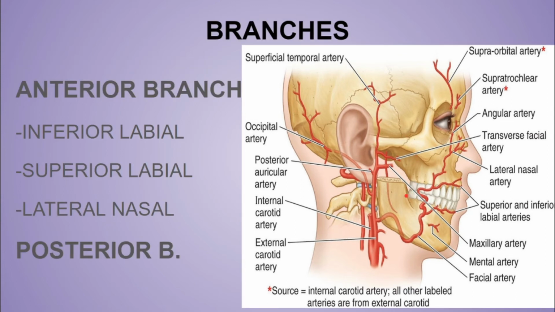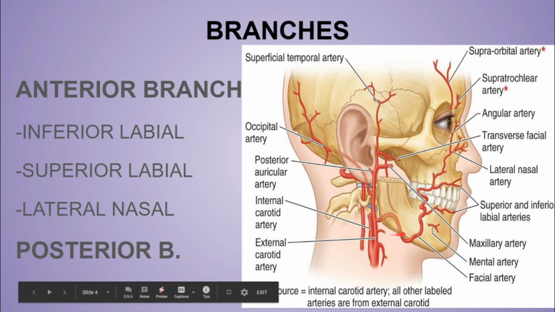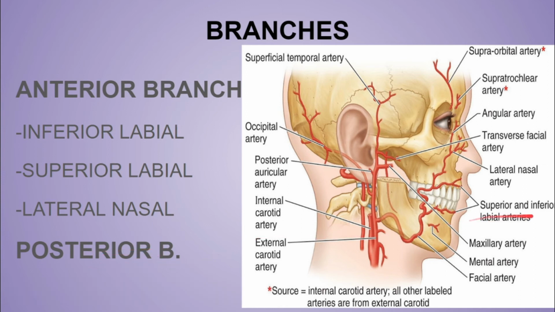Now the branches of the facial artery: the anterior branch and the posterior branch. The anterior branches on the face are large and named, while the posterior branches are small and unnamed. Anterior branches are, as you can see over here, the inferior labial to the lower lip, the superior labial to the upper lip and to the anterior inferior part of the nasal septum. The nasal septum is the septum which divides both the nasal apertures. So it will supply the anterior inferior part of the nasal septum, and the lateral nasal to the ala and the dorsum of the nose.